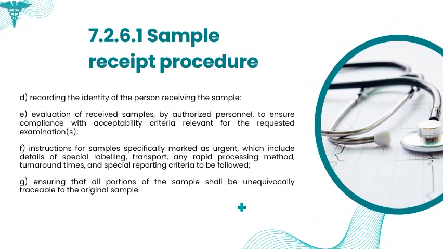The recording of the identity of the person receiving the sample, where relevant. The evaluation of received samples by authorized personnel to ensure compliance with the established acceptability criteria for the requested examinations. Instructions for the handling of samples specifically marked as urgent, including requirements for special labeling, transport conditions, rapid processing methods, defined turnaround times, and special reporting criteria. Ensuring that all portions or aliquots of a sample remain unequivocally traceable to the original sample.